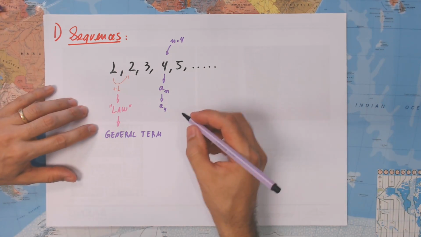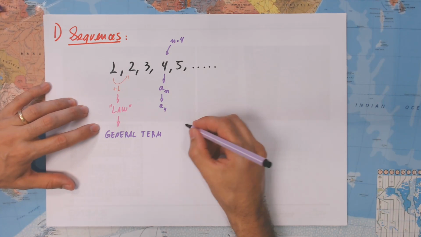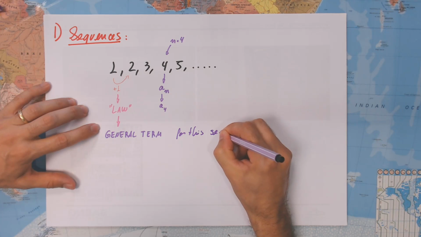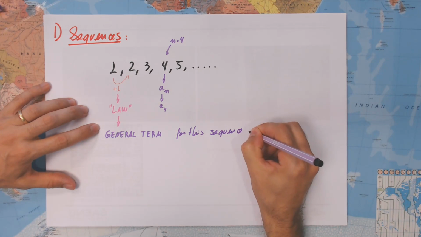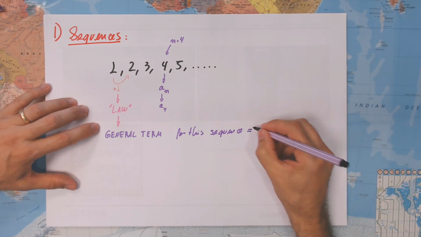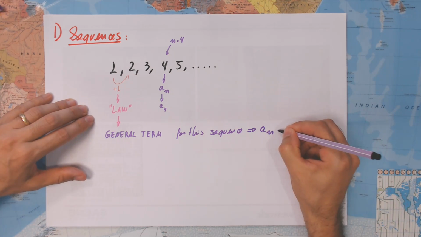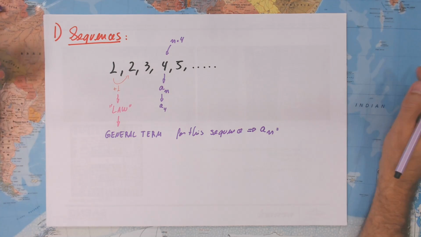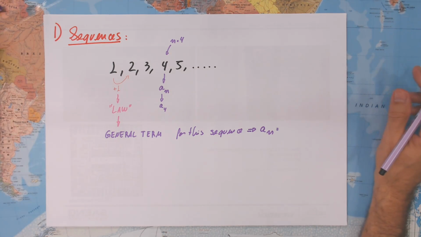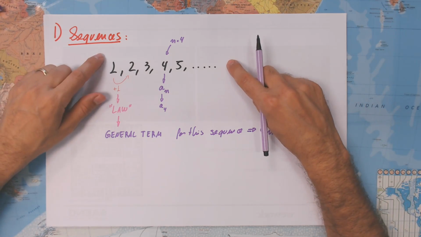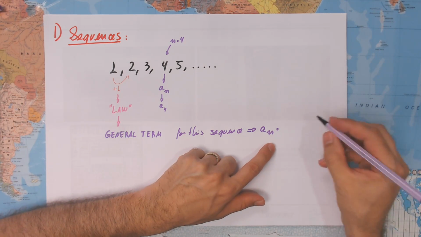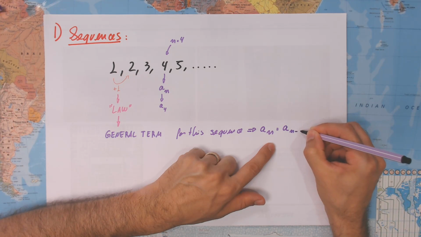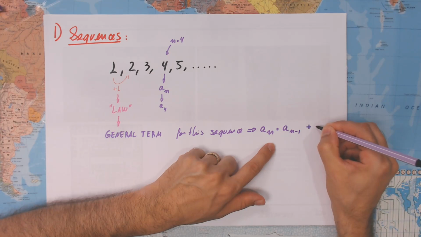And what is the general term for this sequence? The general term for this sequence is a sub n, and n goes from 1 to infinity. For instance, it could go from 1 to 10, or 1 to 5. You can stop the sequence whenever you want. a sub n is going to be a sub n minus 1 plus 1.